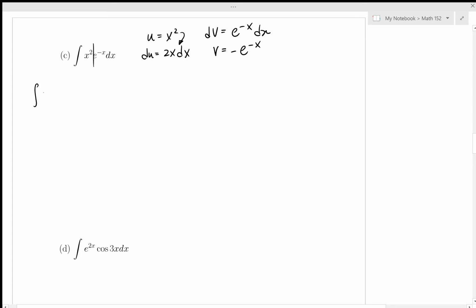So our original integral, x squared e to the minus x, is going to be equal to uv, minus x squared e to the minus x, minus the integral of v du. v is minus e to the minus x, and there's a 2 there, and so then there's an x dx.